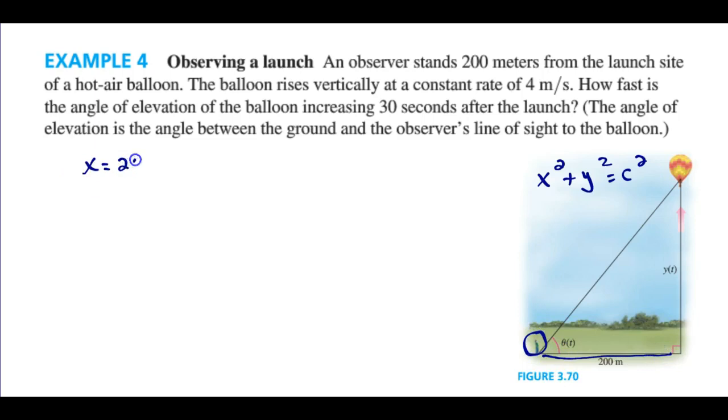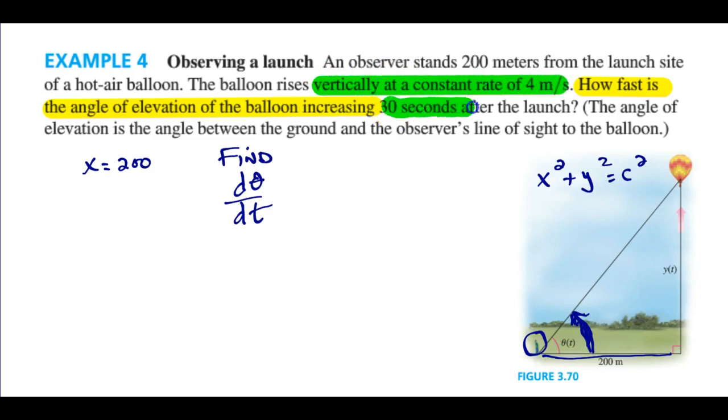So that's an x distance away from some site. And it looks like we're trying to find the rate at which this angle is changing. So the angle of elevation is increasing. We're trying to find dθ/dt, the rate at which this angle is changing. And the vertical height is hidden just a little bit, but it looks like it's vertically rising for 30 seconds at a rate of 4 meters per second.